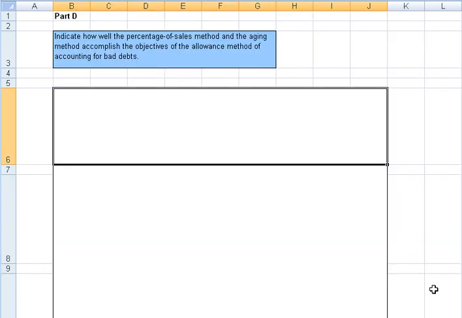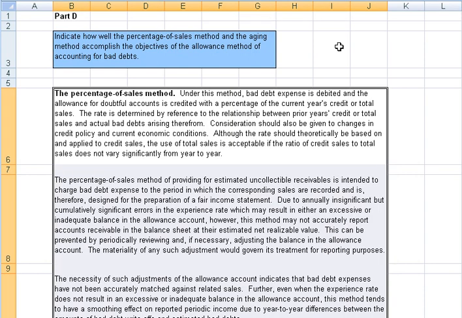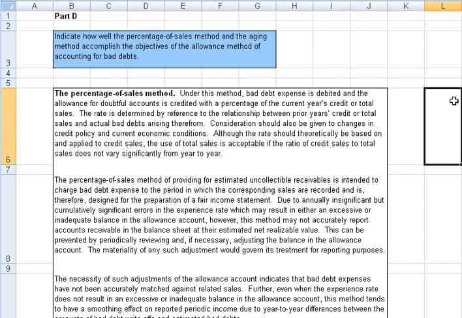Now Part D says indicate how well the percentage of sales method and the aging method accomplish the objectives. Okay, this is a narrative, and I'm just going to bring that all to light, and we'll read it here. The percentage of sales method says that bad debt expense is debited and the allowance for doubtful accounts is credited with a percentage of the current year's credit or total sales. So the rate is determined by reference to the relationship of the prior year's credit or total sales and actual bad debts arising therefrom. Now, consideration should also be given to changes in credit policy and current economic conditions.